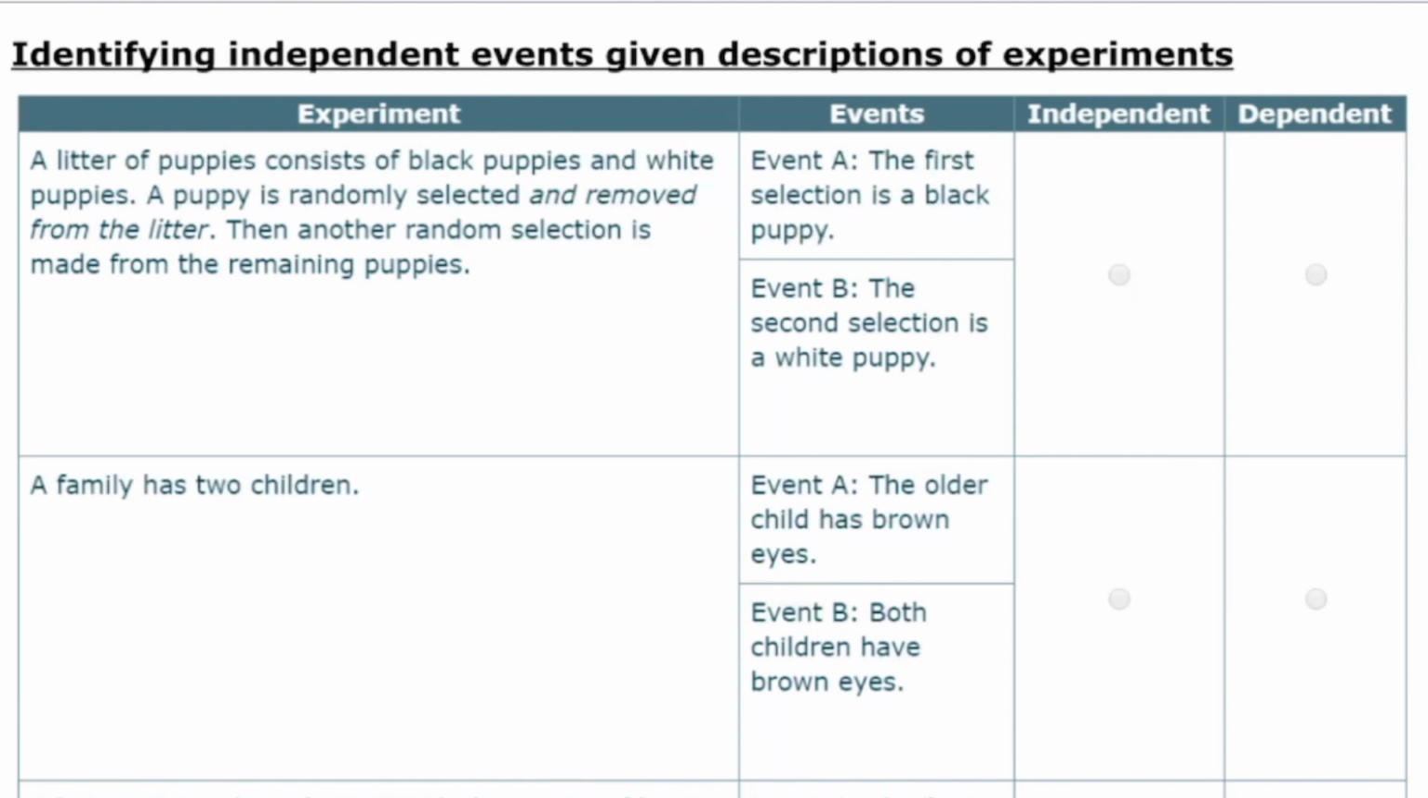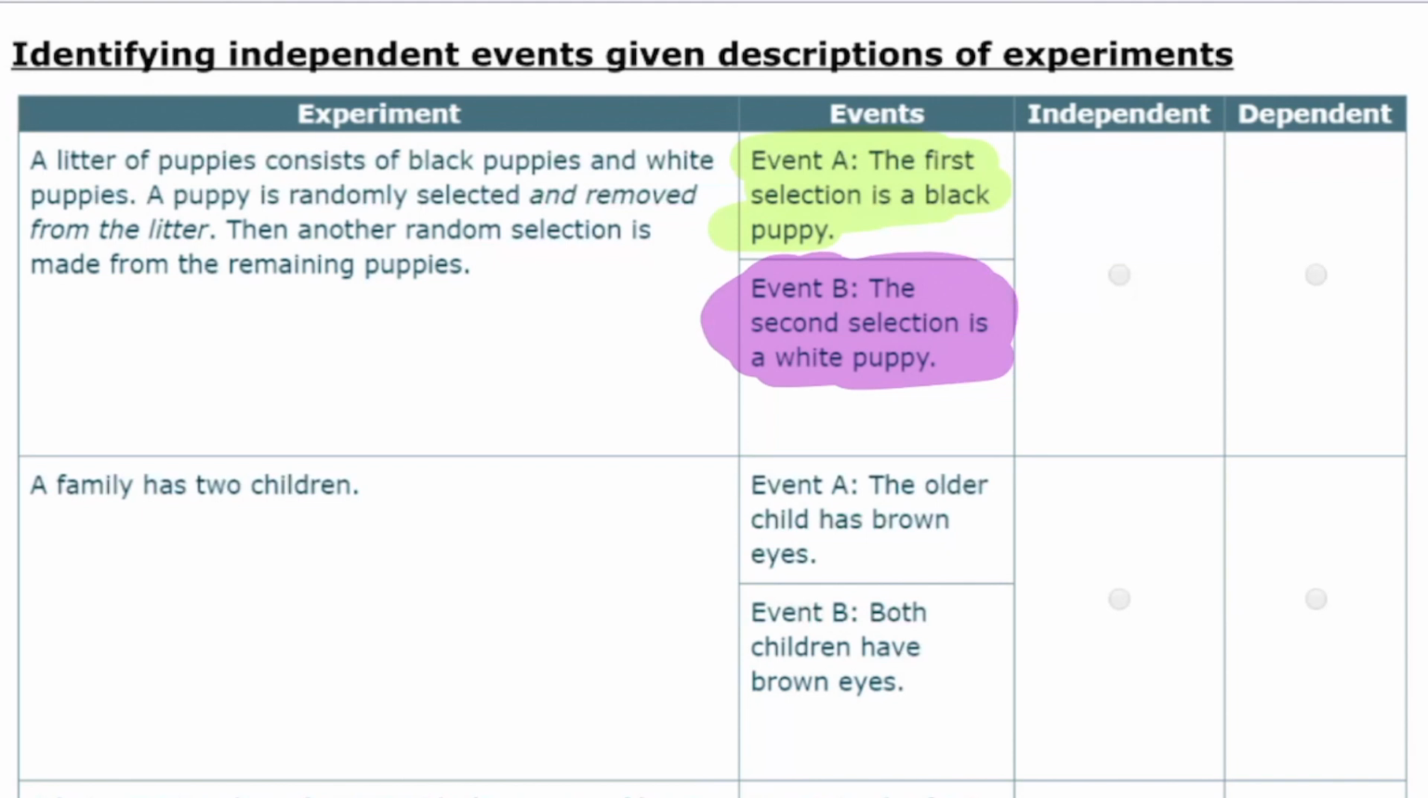So this first problem says a litter of puppies consists of black puppies and white puppies. A puppy is randomly selected and then removed from the litter. Then another random selection is made from the remaining puppies. Well, we have two events here. One of them says the first selection was a black puppy. So that's what happened first. And then in event B, the second selection was a white puppy.